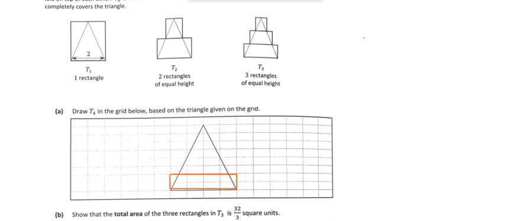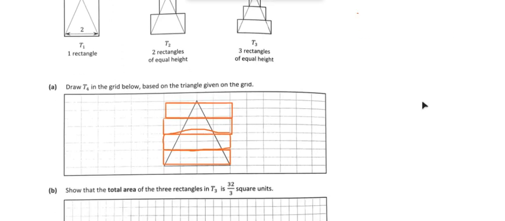So that's the first one. And then we go up 2 more boxes. Right, so you get the idea anyway. So that's all you have to do.